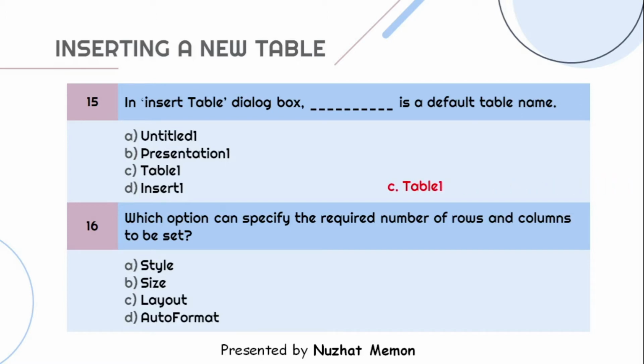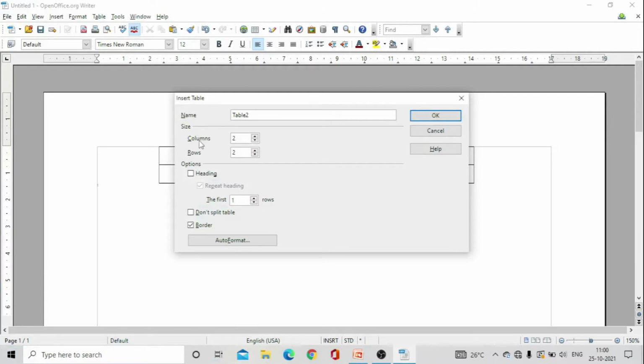16. Which option can specify the required number of rows and columns to be set? So which option is available? That is the size option. Yes, as you can see, there is a size option here, and you can specify the number of columns here and the number of rows here.